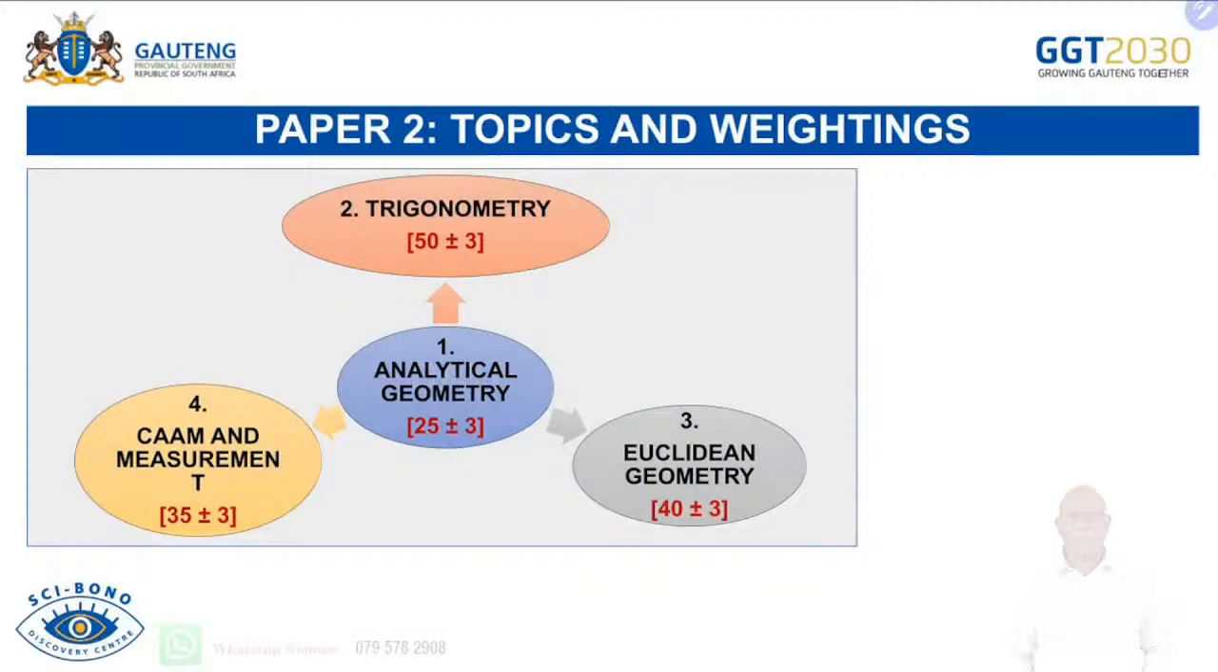Now realize that in paper 2, the weightings: the trigonometry will still be 50 plus minus 3. The analytical geometry will be 25 marks plus minus 3. The Euclidean geometry will be 40 marks plus minus 3. And circles, angles, and angular movement and measurement will be 35 marks plus minus 3. So we're only going to look at the analytical geometry part today.